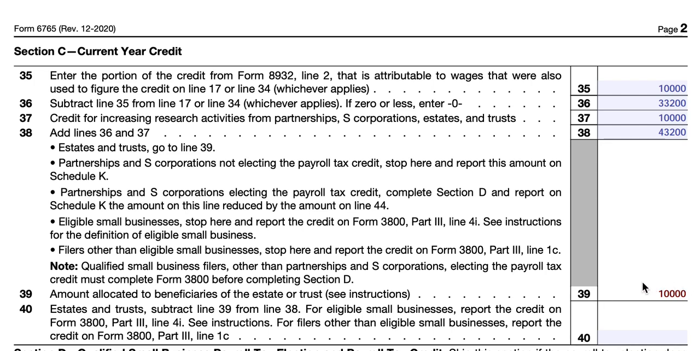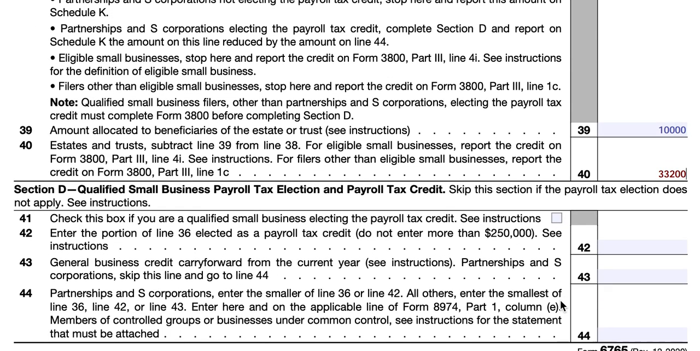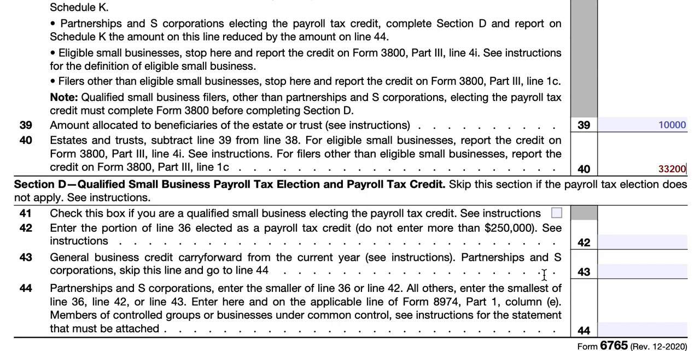I'm going to fill this in as if this was $10,000. And so for estates and trusts, you'll simply back that out. And now you've got this that you can report on either Form 3800 part 1 line 4I or part 3 line 1C. Now, really quickly, we'll go through the last part, which only applies to qualified small business payroll tax election and payroll tax credit. So the form instructions contain specific information on what a qualified small business is for the purpose of payroll tax credit election.